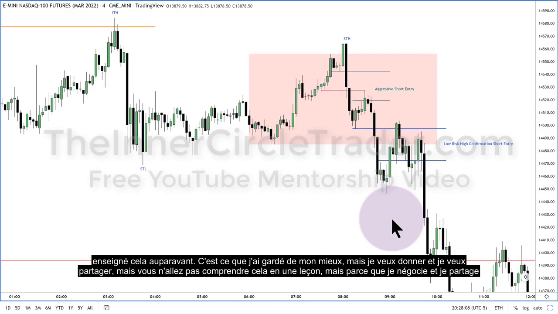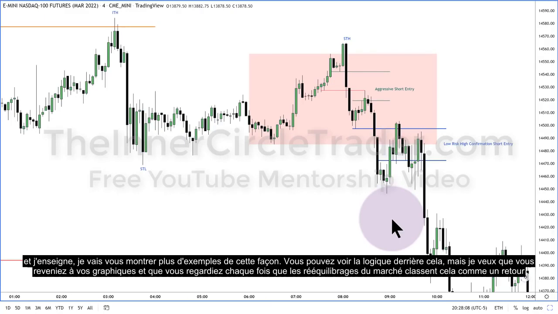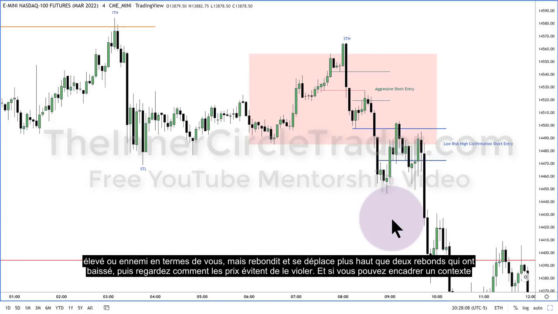But because I am trading and I'm sharing and I'm teaching, I will show you more examples. That way you can see the logic behind it. But I want you to go back to your charts and look at every time the market rebalances. Classify that as an intermediate term high or intermediate term low, if it's a rebalance that's been moving higher, then went down and rebalanced that. And then watch how price stays away from violating it.